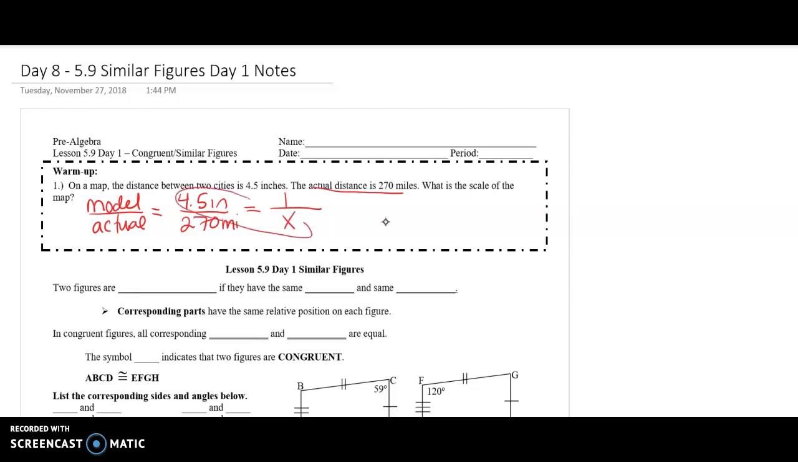So then we're just going to cross multiply here. So we have 4.5x is equal to 270. And we're going to solve our equation by dividing by 4.5. So we get 270 divided by 4.5, which gives us 60. Okay, so x would be 60. And then since it's on the bottom, it's across from the miles. So it's going to be miles.